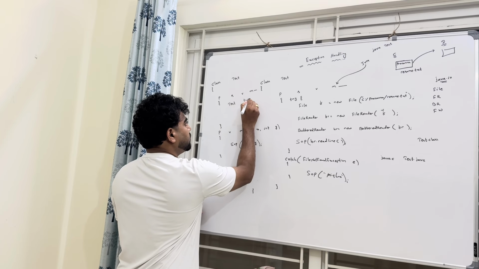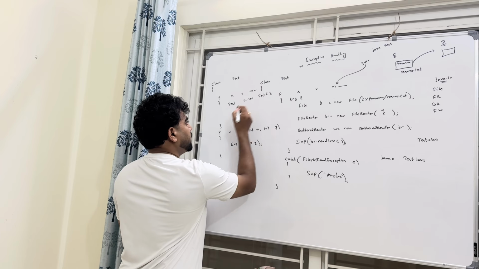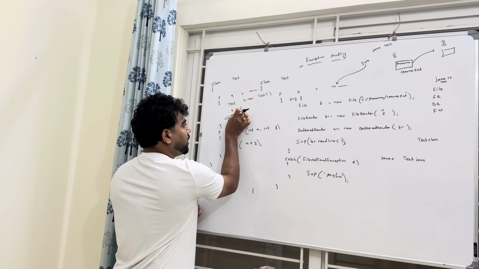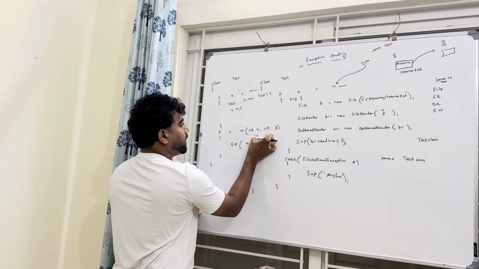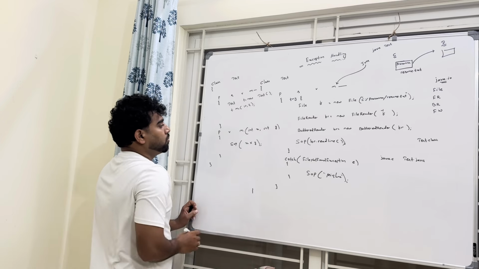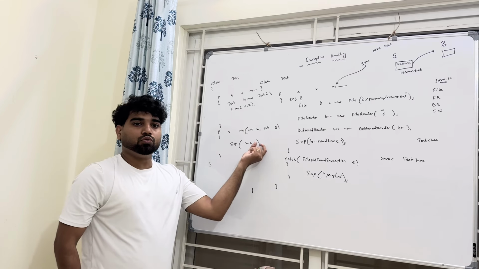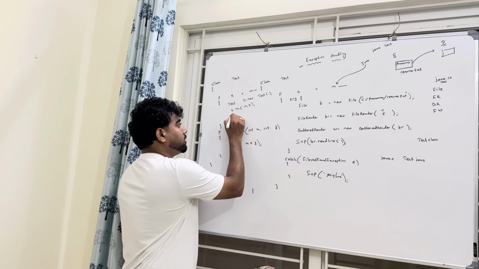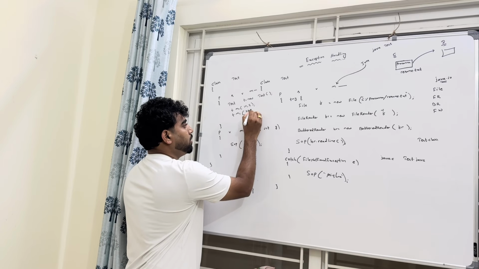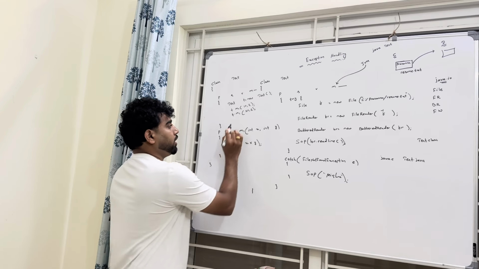Test t is equal to new Test, then t dot m1 method. While calling this m1 method, I need to pass these two input parameters itself or not. Let's say I am passing 10, 2. So what will be my output here? I will get 10 into 2, which is nothing but 20. If I pass here t dot m1 of 20, 2, what will happen? It will give me 40.